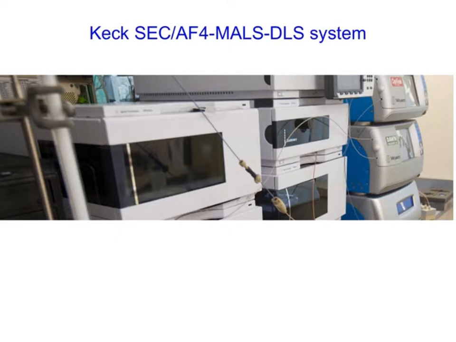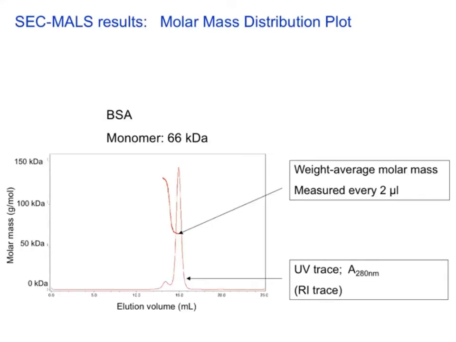This is a photo of the actual system that we house, which contains the Agilent 1200 HPLC system with diode array detector and fluorescence detector, and Wyatt's DAWN HELEOS II static and dynamic light scattering detector, and Optilab rEX refractometer. The results collected in the SEC-MALS analysis are reported in so-called molar mass distribution plots. These plots contain a typical fractionation trace, which is either UV absorbance at 280 or 220 nanometers, or a trace recorded by refractometer. These are actually individual dots which represent molar mass measurements across the elution profile performed every 2 microliters during the elution of the sample.